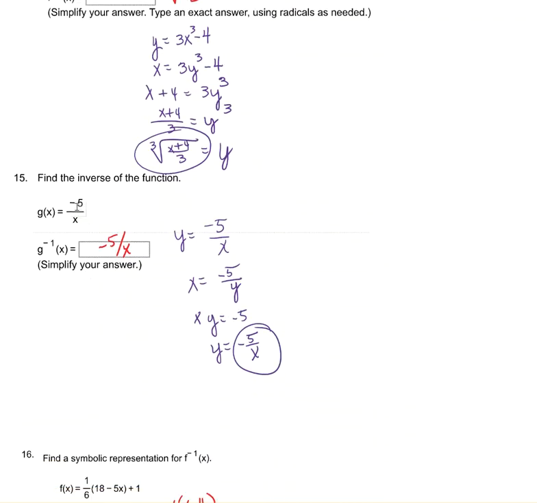Number 15, we got negative 5 over x. So we got y equals negative 5 over x. Now, we have to switch x and y. And in order to solve for y, we need to multiply y over here so that we don't have a fraction. We've got xy equals negative 5. We're solving for y, divide by x. I wanted you to see one because sometimes a graph can be an inverse of itself. So that's what we end up with here.